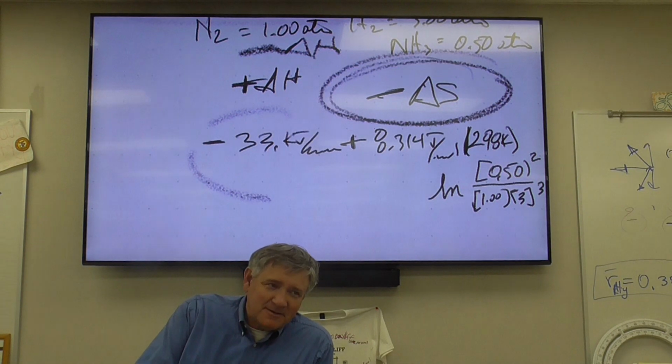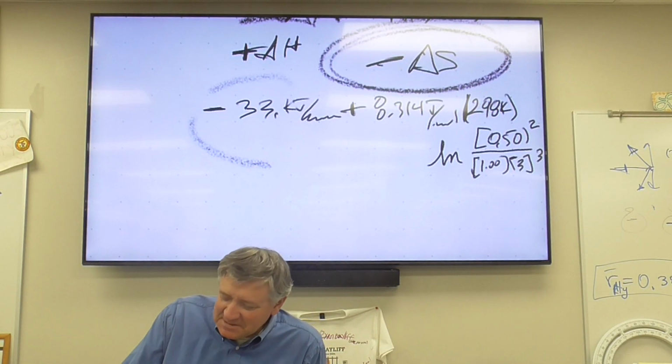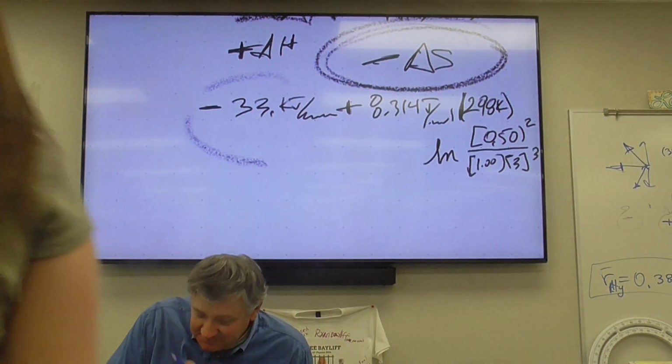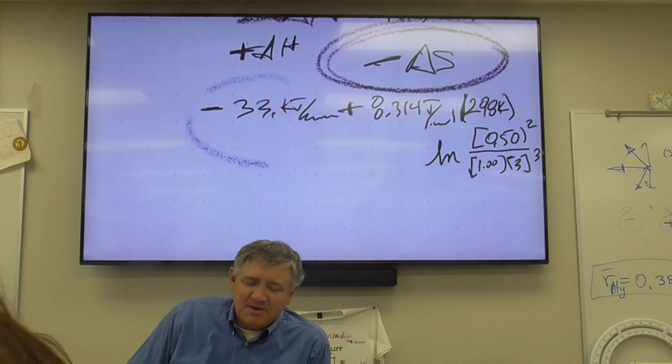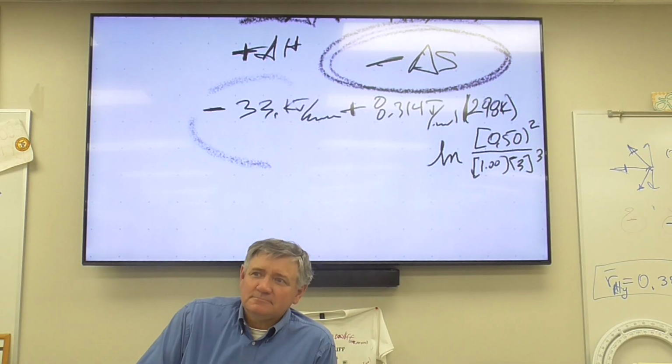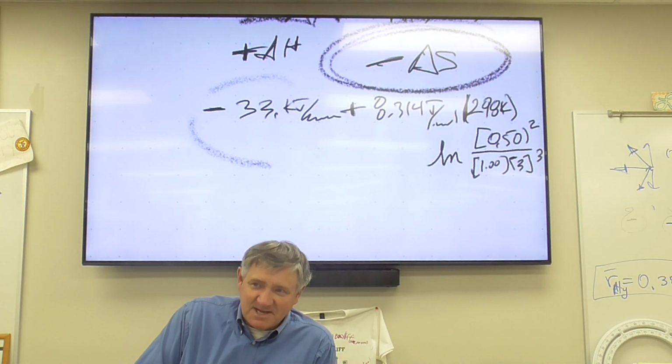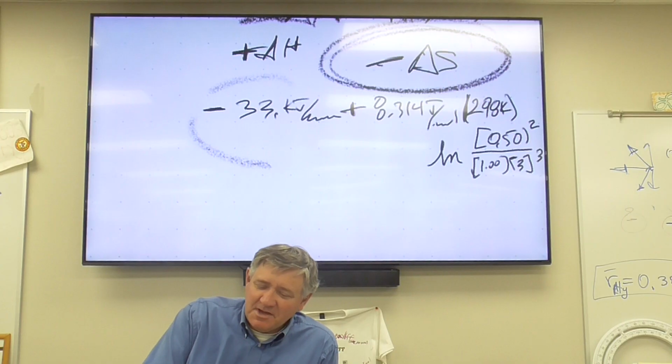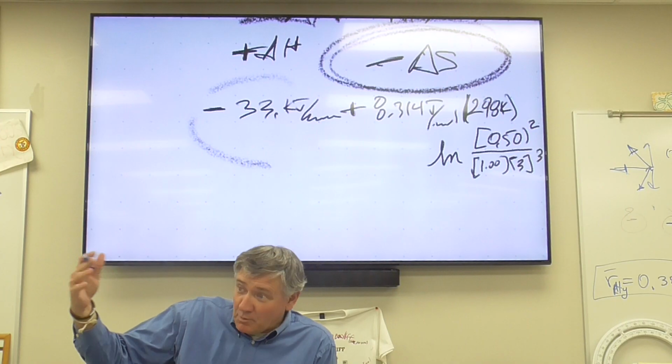So when you do this, if you go through all these numbers, you're gonna get a negative number. So is it spontaneous? Yes, because you're gonna get a negative value. Because it's actually gonna make it more negative.